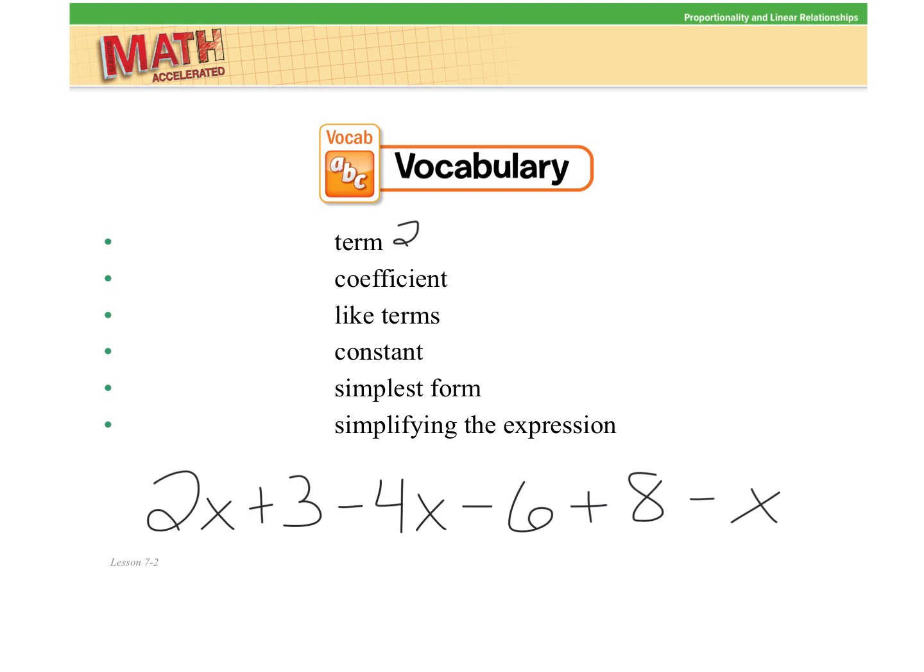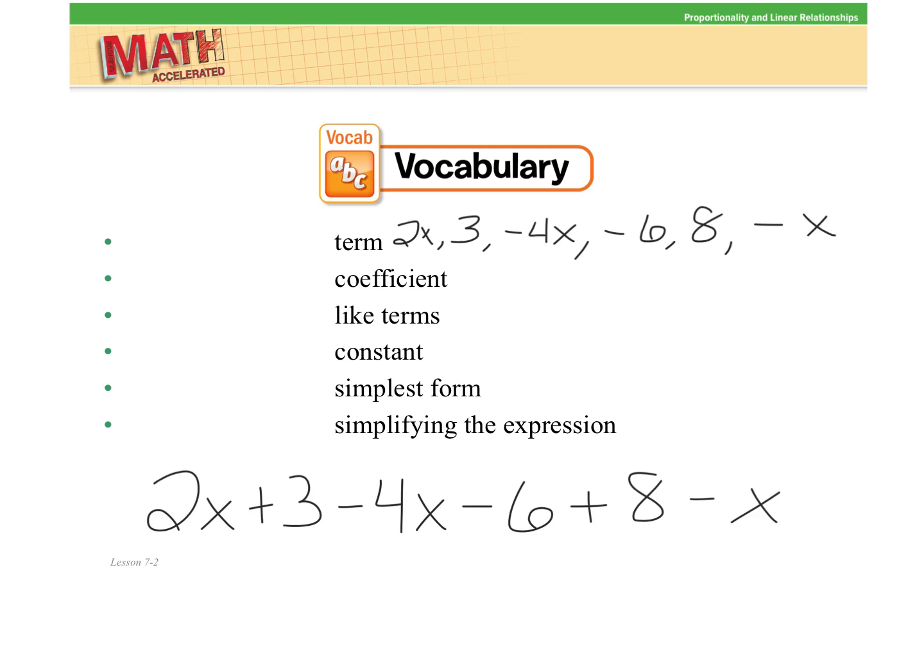So one term would be 2x. What would another term be? 3, yep, write it down. 3. What else? Negative 4x, not just 4x. Yep, that subtraction sign also serves as a negative. What else? Negative 6, plus 8, and minus x. Okay? Terms are all the different parts of the expression. So every part of the expression is a term.